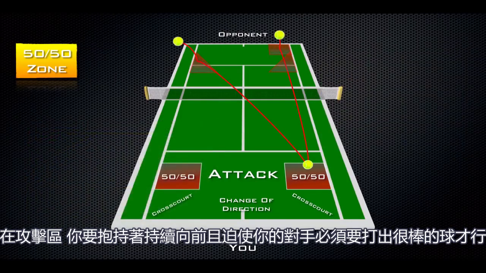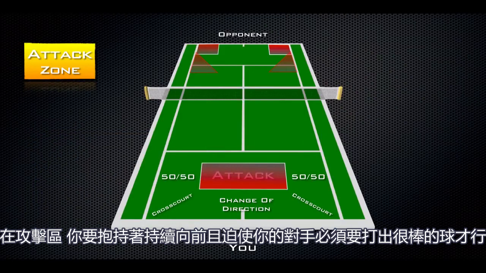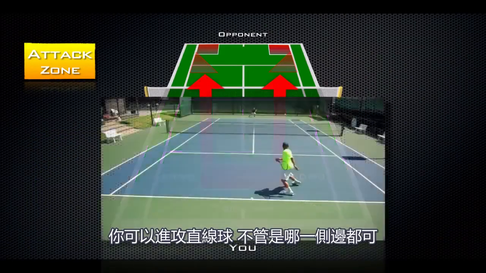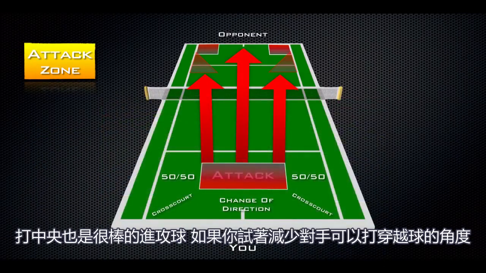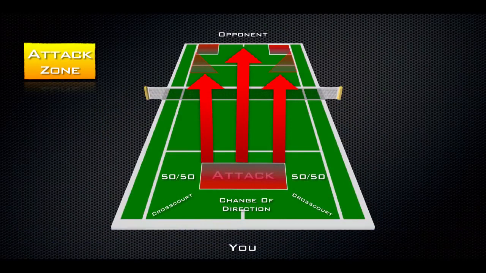In the attack zone, you're going to always want to move forward and force your opponent to come up with a great shot. You can approach down the line if the ball lands on one side or another. Up the middle is a great approach if you're trying to cut down on the amount of angle that your opponent has to pass you.